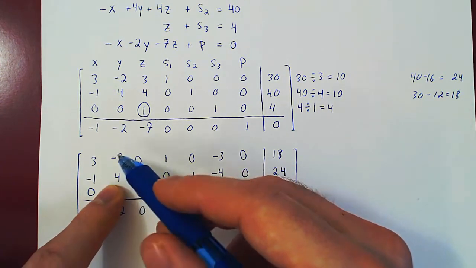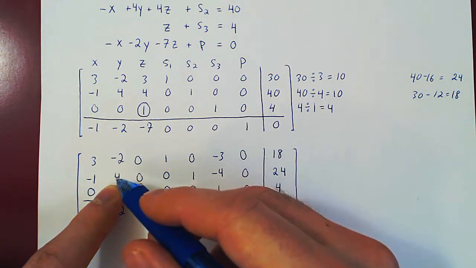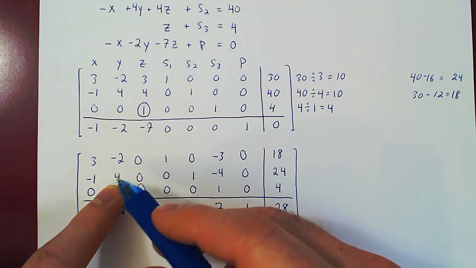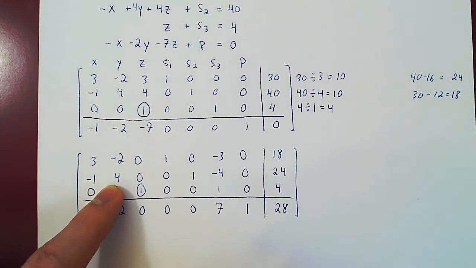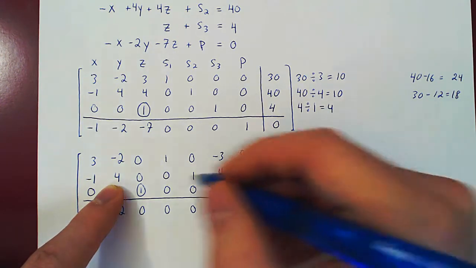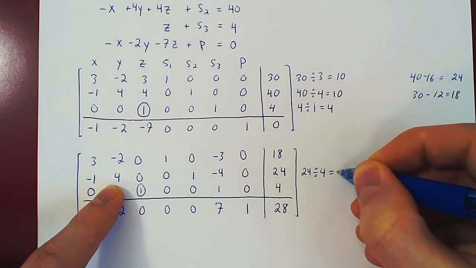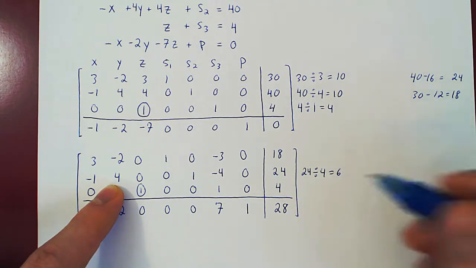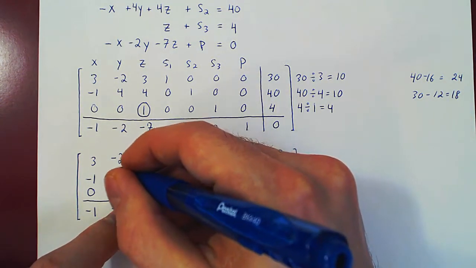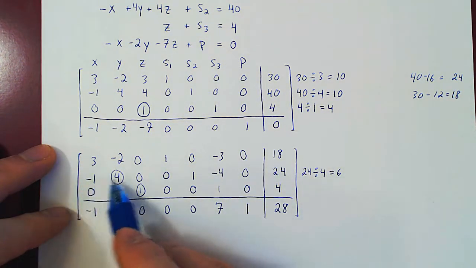Because by excluding 0 and the negative entry, we would then look at the ratio of the constant terms over the positive entries and pick the entry giving the smallest ratio. As there's a single entry that is positive, it will be the smallest ratio by default. Just for good measure, we can do it. 24 over 4 gives us 6. But as this is again the only ratio, this will now become our second pivoting 1. And to turn the 4 into a pivoting 1, we multiply row 2 by 1/4.